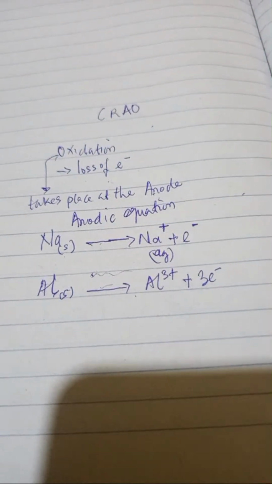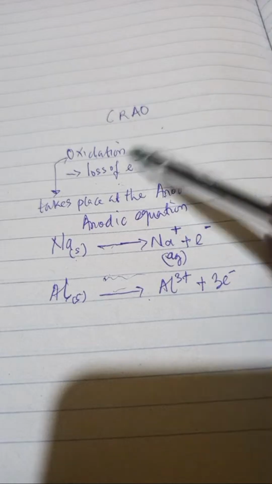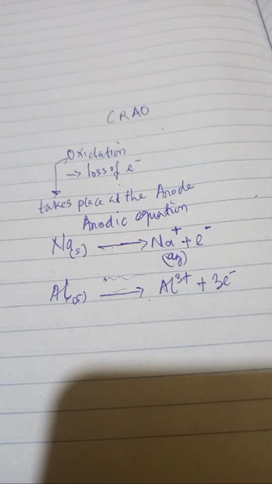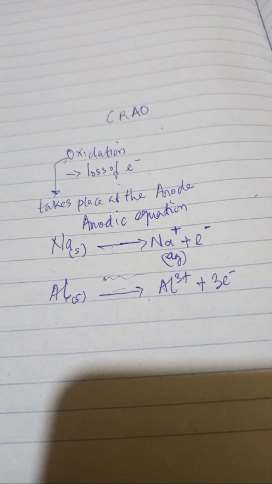So oxidation takes place at the anode. Reduction takes place at the cathode. Once you understand this one, trust me, you cannot make any mistake concerning your electrolysis, how to write the equation. Okay, so let's try electrolysis now. Let's look at the electrolysis of some common compounds.